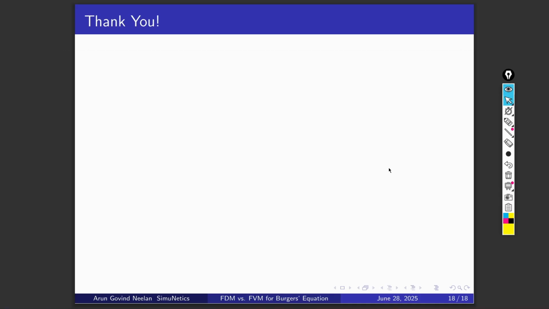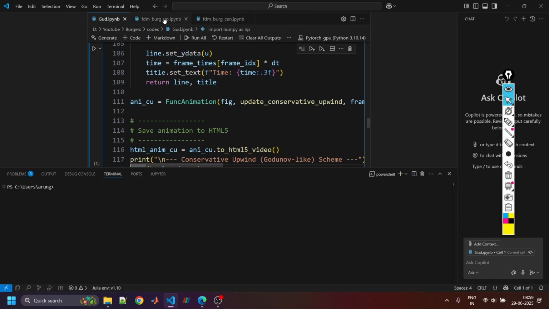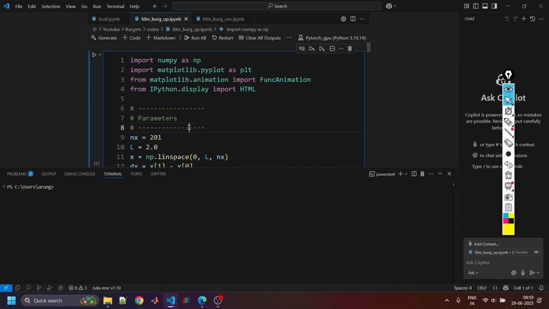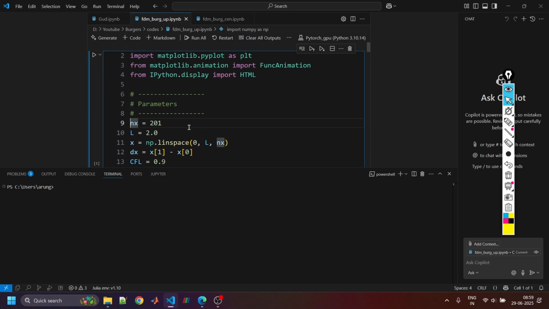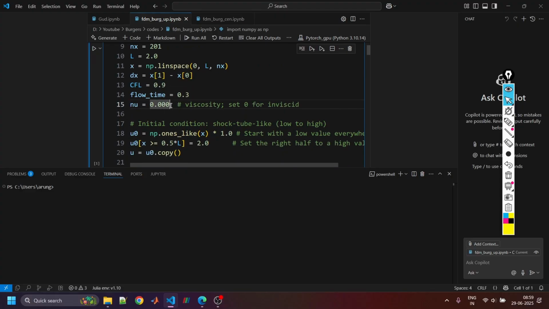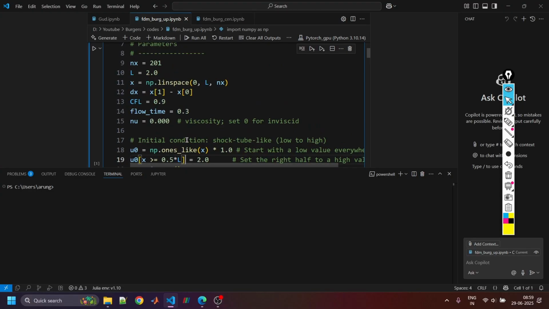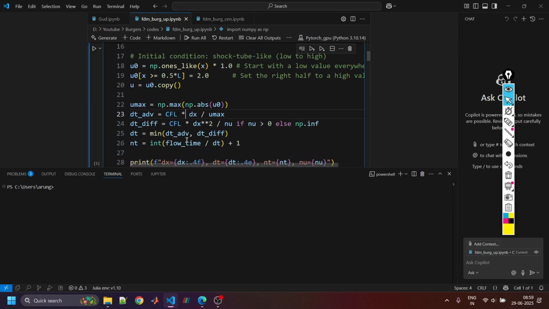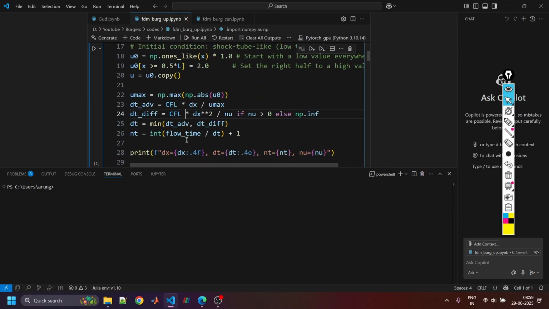Now we shall go to the code. First we shall go with standard finite difference method. Here we have defined the number of grid points and CFL number, flow time, etc. And this is the viscosity we have provided. So here we will calculate the dt based on two parameters. One is CFL number, another one is diffusion number.